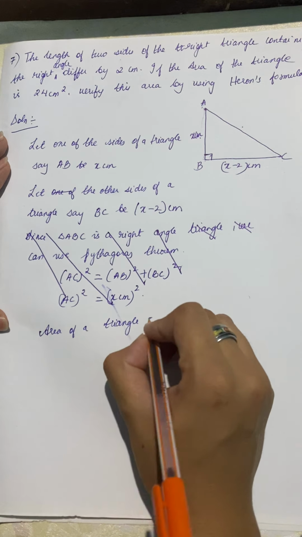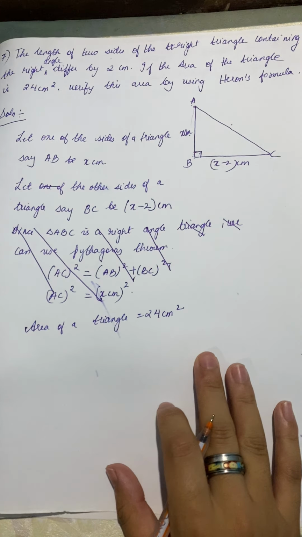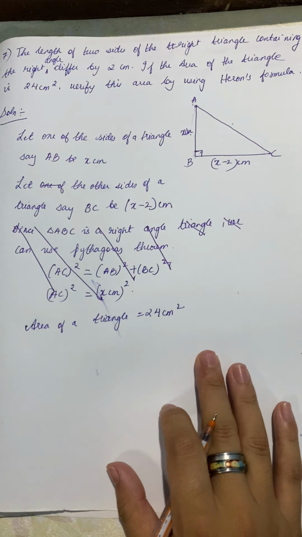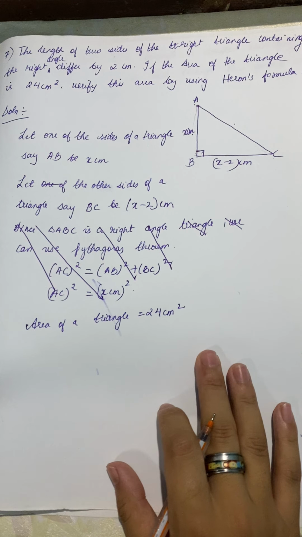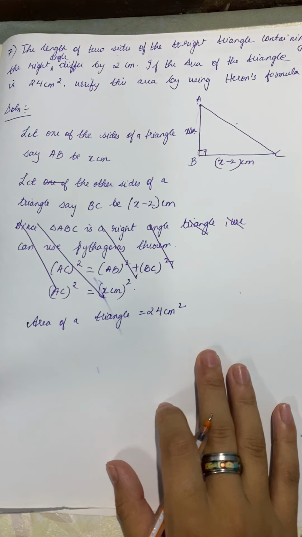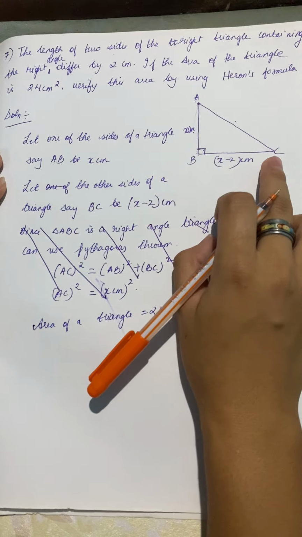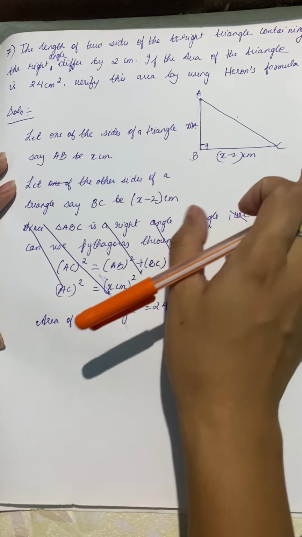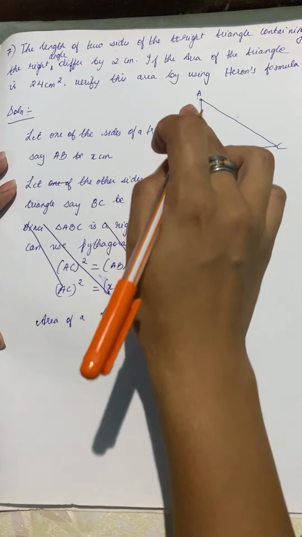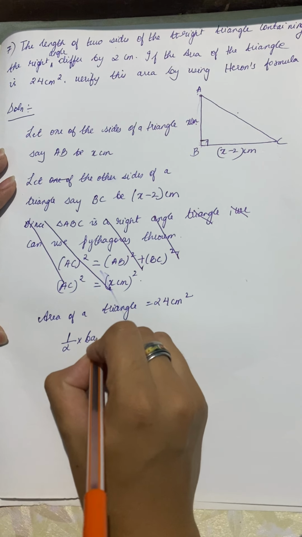Area of a triangle is what? 24 centimeters square. Now I told you in the beginning, if you have watched the first videos, for the area of a triangle, we can use a formula if we know the height of a triangle. And what is that formula? Now in the right angle triangle, AB is the height, BC is the base, and AC is the hypotenuse. Therefore, I can write AB and BC as the height and the base respectively. So I can use the formula half into base into height. Clear?